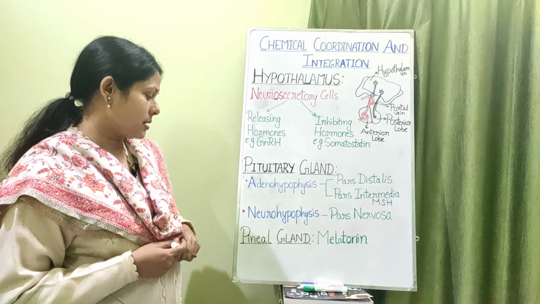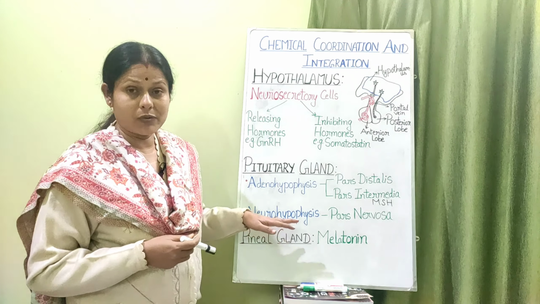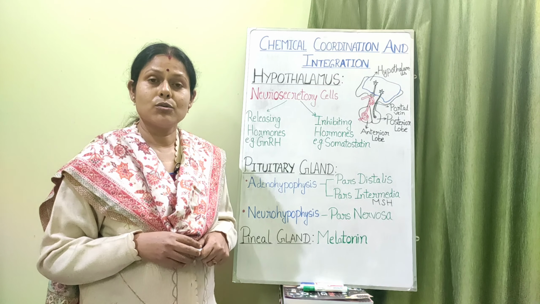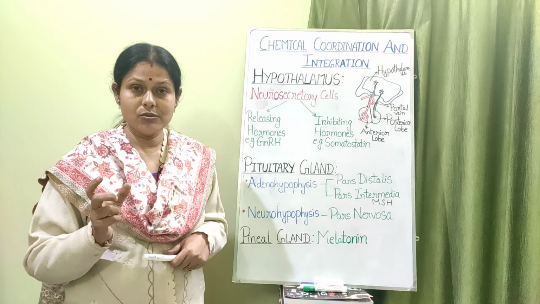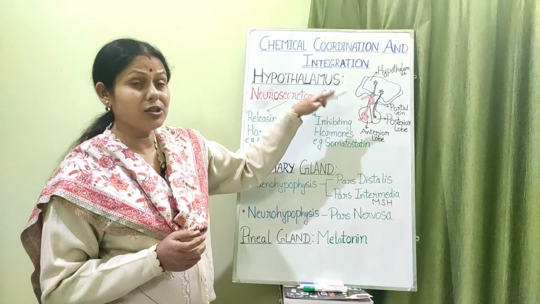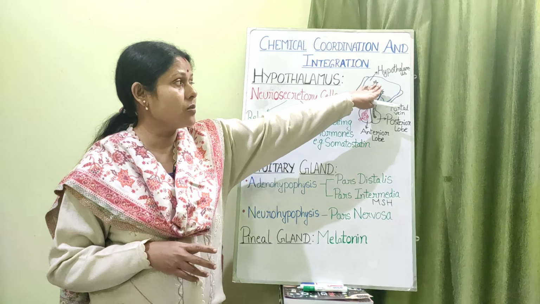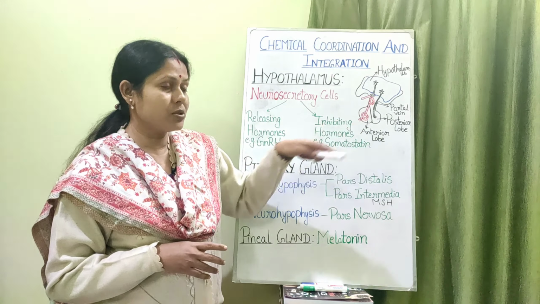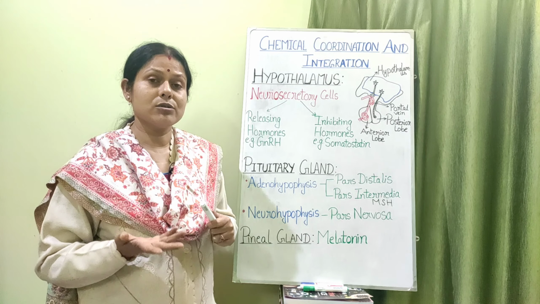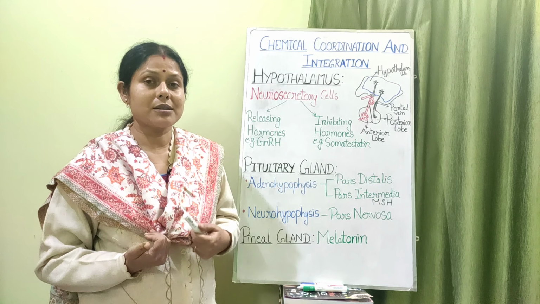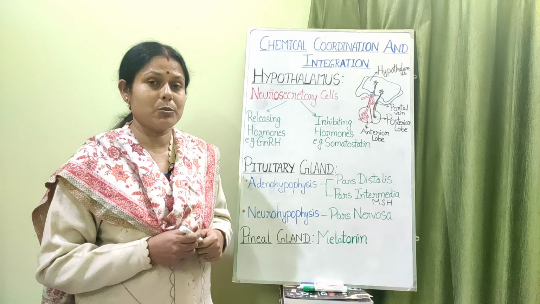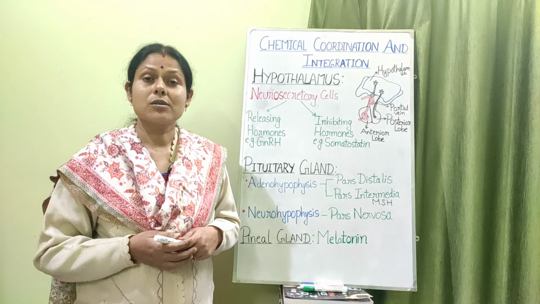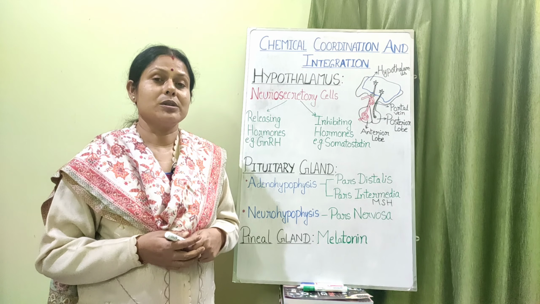Then the next is the neurohypophysis, pars nervosa. As I told you, the word is neuro, so it is again associated with neurosecretory cells. It is secreted over there in the hypothalamus, carried by means of nuclei, and stored in the posterior lobe, and from time to time, according to the requirement of the body, it is released into the blood circulation and carried to various parts of our body. Now what are the two hormones released by the pars nervosa? One is oxytocin and another one is vasopressin.